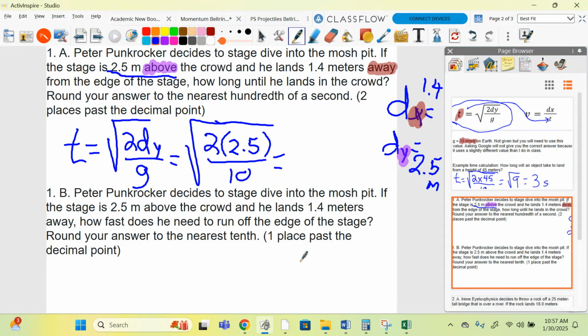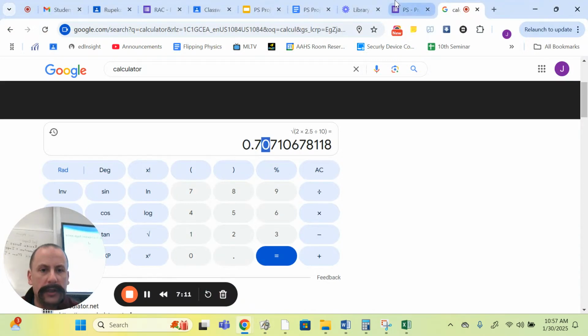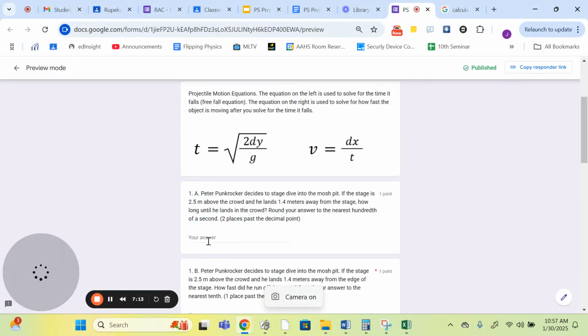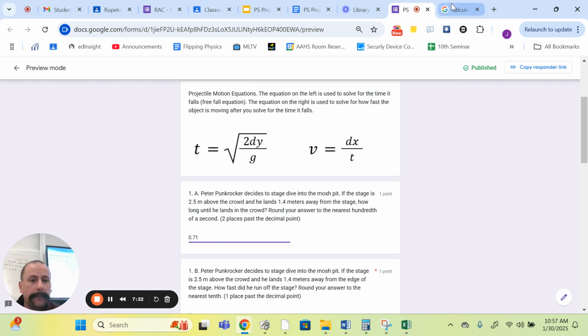And that is what I'm going to put into the form. 0.71. That's what I want to put into my Google form as my answer. Please do not include units. You can put the 0 in front or not. Both answers are in there.